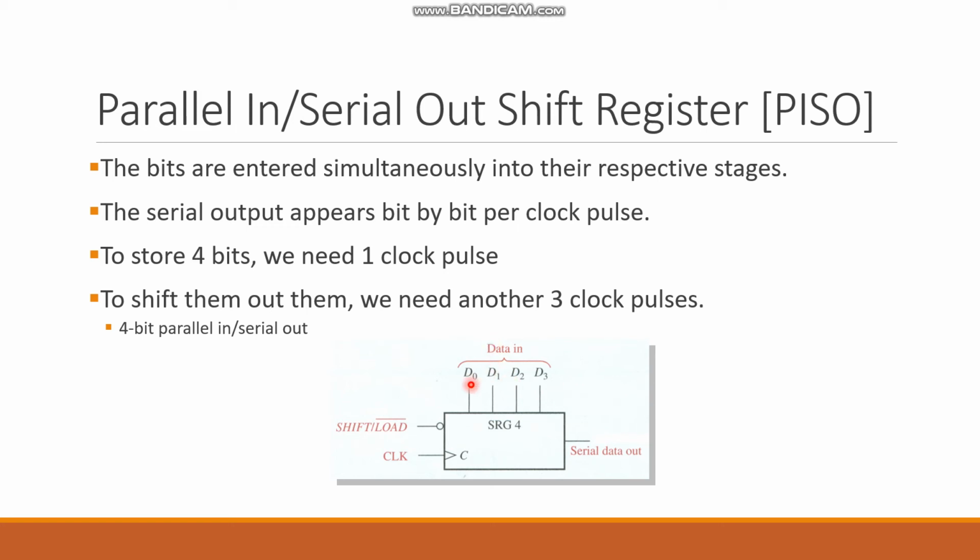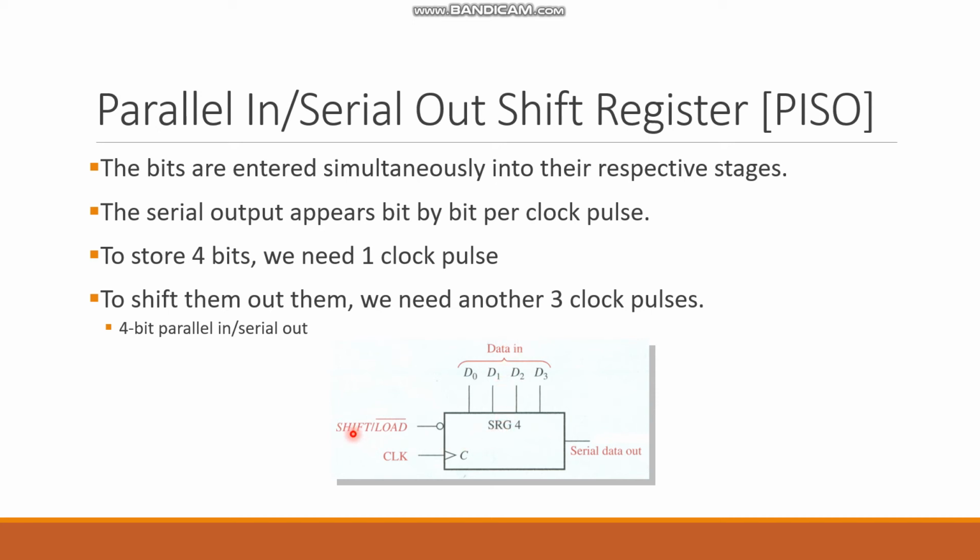And inside this shift register, we have data in, which are 4 bits, and we've got one single line of the data output. And we have this pin, shift load. So whenever this pin is 0, that means we are loading the data to the shift register. The data is going to be entered to the shift register.